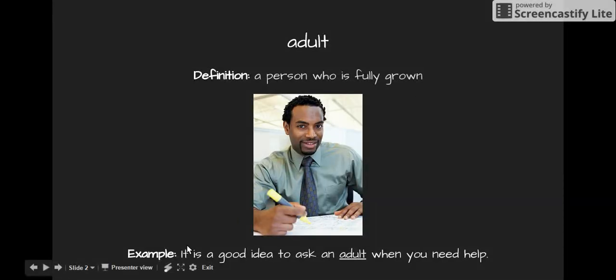Now, I put for your example, it is a good idea to ask an adult when you need help. The important thing here that you need to notice is that adult starts with an A. It starts with a vowel. So you have to use an before it. You can't say a adult. You can't use just the letter A if your next word is starting with a vowel. So you really need to pay attention to that on your test this week and make sure that you have an if you're talking about an adult and not the word a.